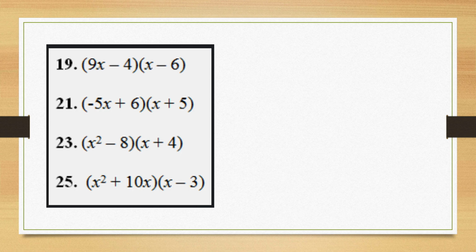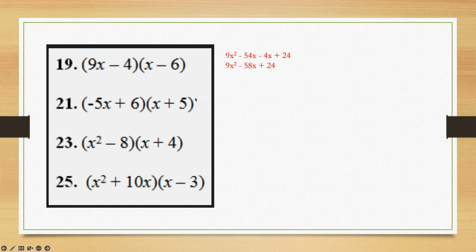Okay, and again, I'm always assuming you're doing stop and start here. 9x times x is 9x squared. 9x times negative 6 is negative 54x. Now I'm going to do negative 4 times x, which is negative 4x, and negative 4 times negative 6 is plus 24. The middle terms are combinable to negative 58x.